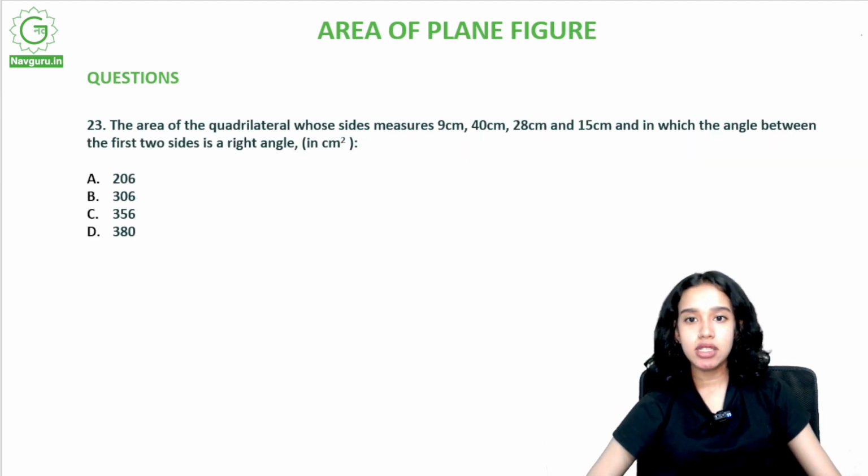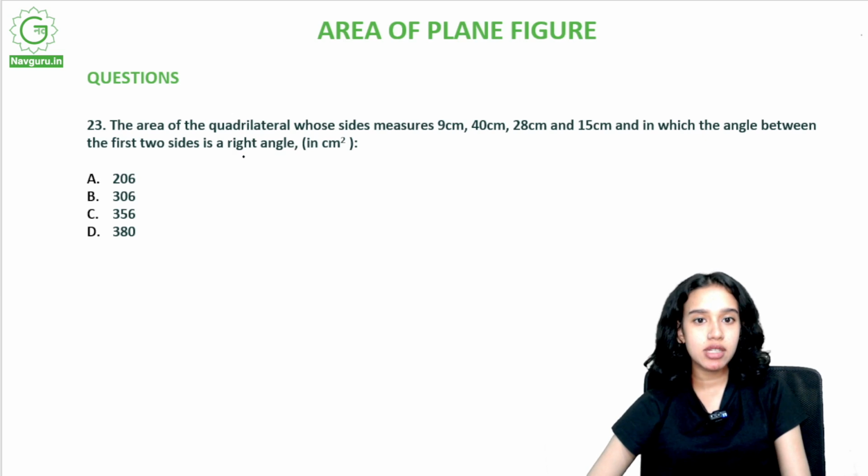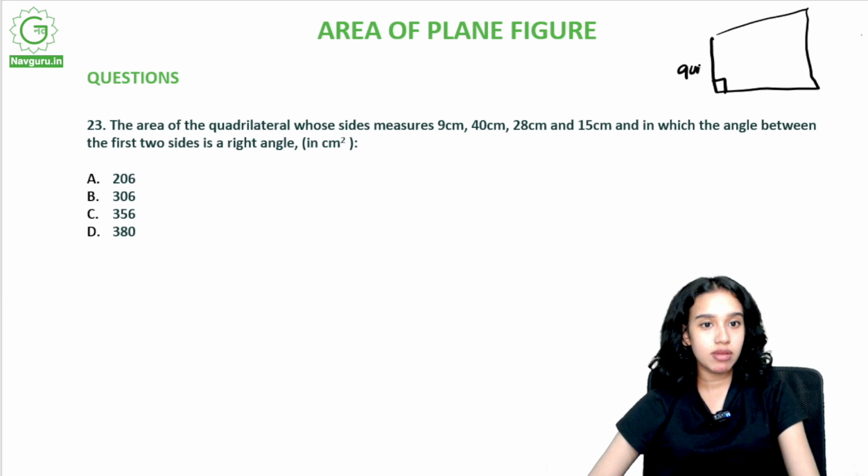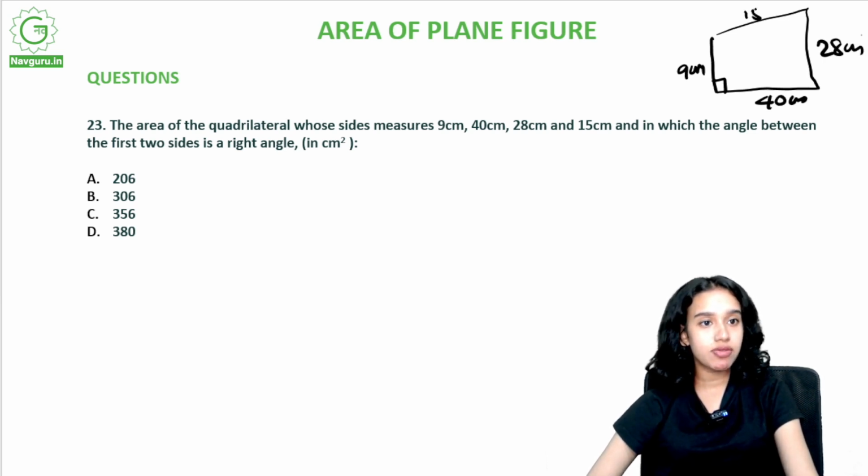Let's solve this question. The area of the quadrilateral whose sides measure 9 centimeter, 40 centimeter, 28 centimeter and 15 centimeter, and in which the angle between the first two sides is a right angle. That is, this is a right angle triangle and the other things we don't know about. Now this is 90 degrees. So this is 9 centimeter, 40 centimeter, 28 centimeter and 15 centimeter, right? So let's say this is a right angle triangle. So let's find this hypotenuse.